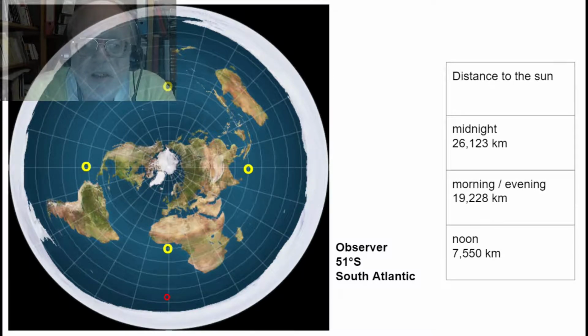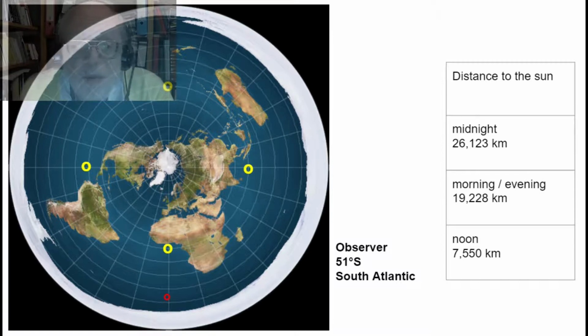Let's continue to the sea area southwest of South Africa, to the point 51 degrees south, 0 degrees west or east in the South Atlantic. That is roughly at the level of southern Argentina and southern Chile, or at the level of the Falkland Islands or Malvinas. Here at noon the conditions are like in London, just only that the Sun is in the north and not in the south. The distance from the observer to the Sun is therefore 7,550 kilometers.